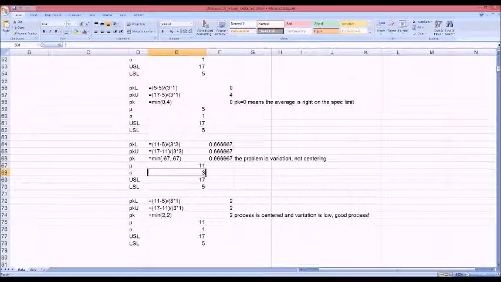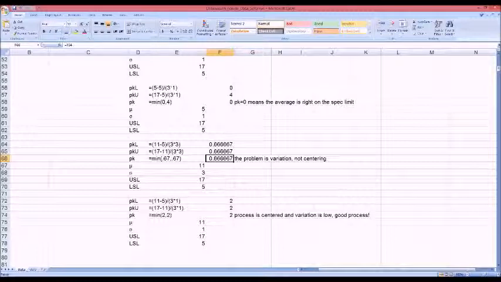So let's do the math though. We come in here, we take 11 minus the 5 for the lower, divided by 3 times 3. That comes out to your 6 divided by 9. Do the same thing for upper, 17 minus 11. 6 divided by 3 times 3 is 9. So 0.6667. So these two values are the exact same thing. When that happens, that means your process is centered. Okay. Minimum value of those, obviously either one. So what that means is the problem is variation. It's not that your process isn't centered. The problem is that it's too spread out.